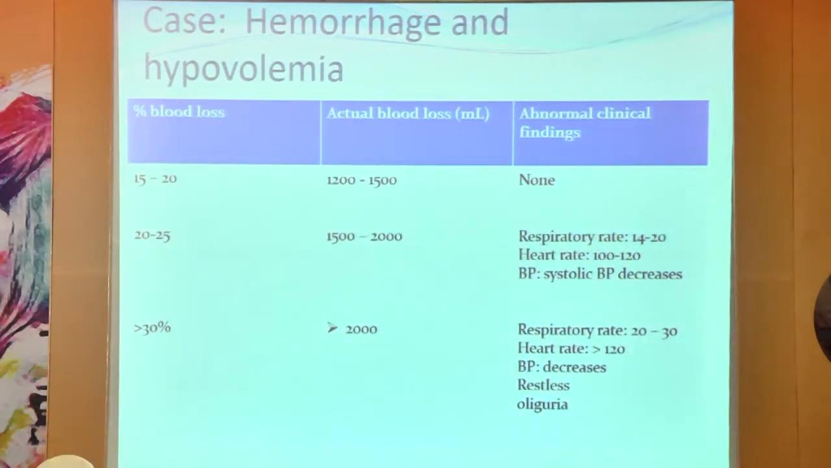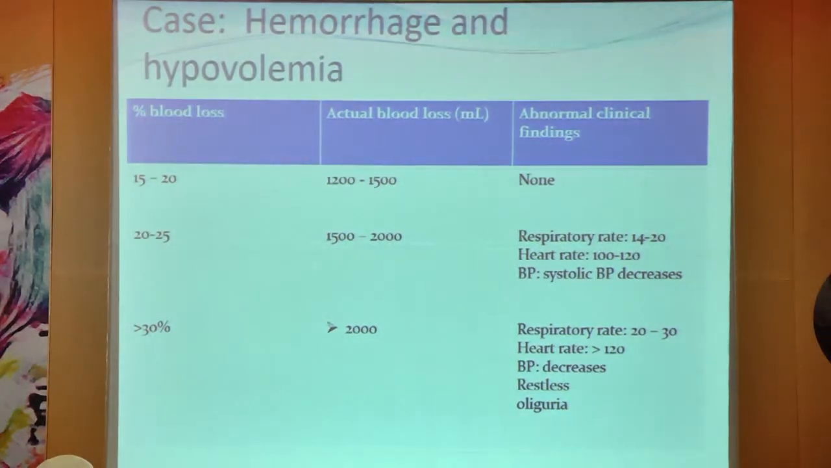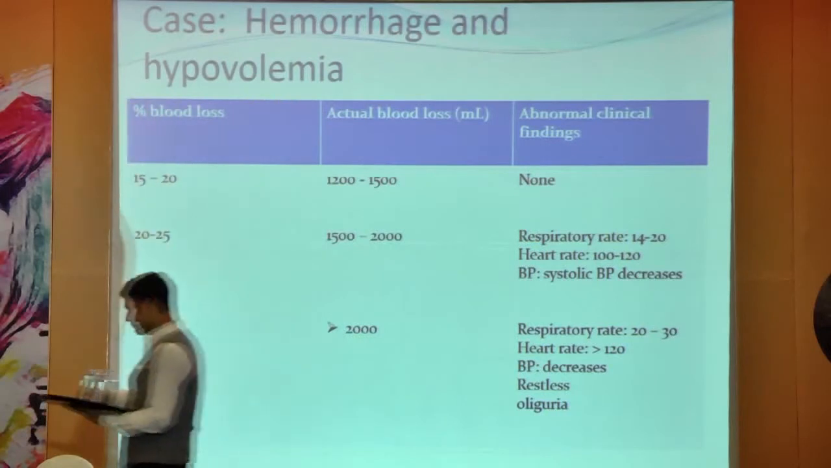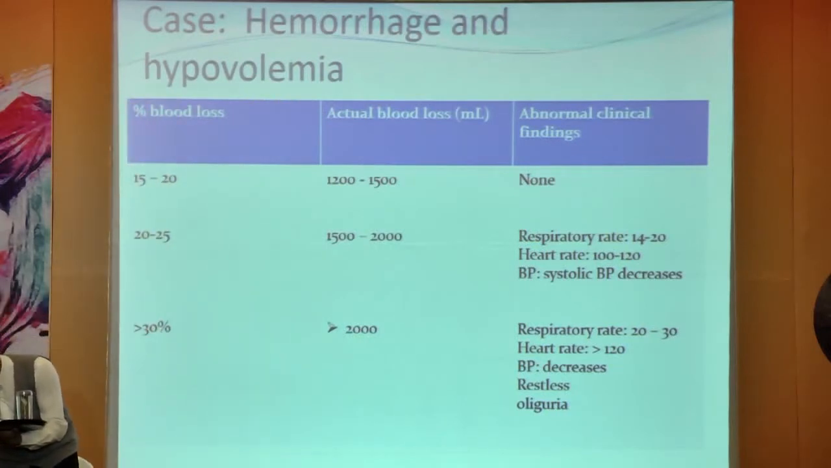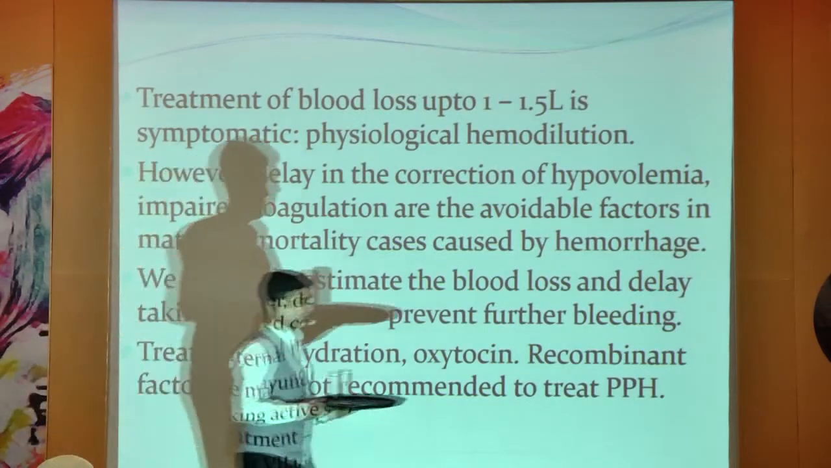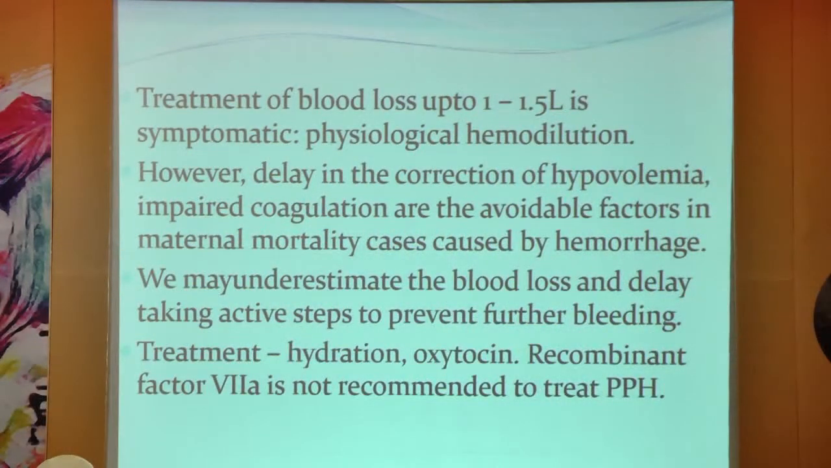You see this chart. What strikes us is that when the blood loss is more than 2000 ml, when one third of the blood volume is lost, only then can we see the abnormal clinical findings. Till then we cannot see the abnormal clinical findings because of the hemodilution of pregnancy. So we may underestimate the blood loss and delay taking active steps to prevent further bleeding. However, it has been seen that delay in the correction of hypovolemia and impaired coagulation are the avoidable factors of maternal mortality caused by hemorrhage.